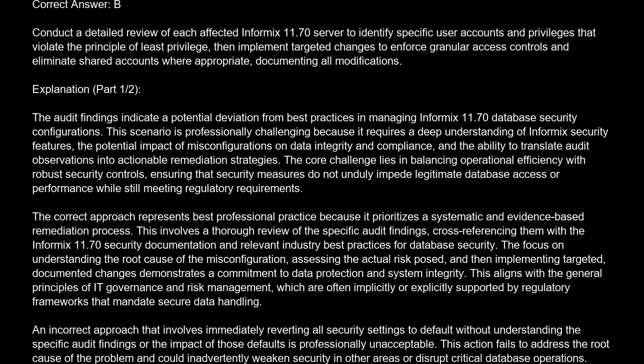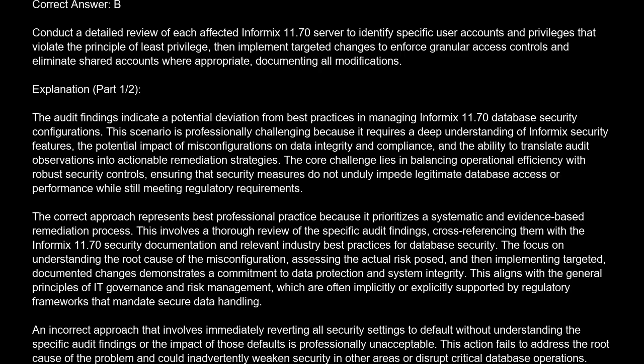The correct answer is B. Conduct a detailed review of each affected Informix 11.70 server to identify specific user accounts and privileges that violate the principle of least privilege, then implement targeted changes to enforce granular access controls and eliminate shared accounts where appropriate, documenting all modifications.